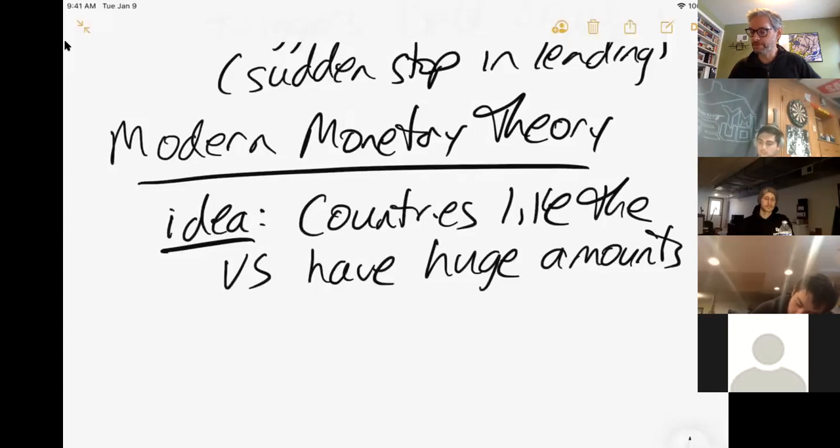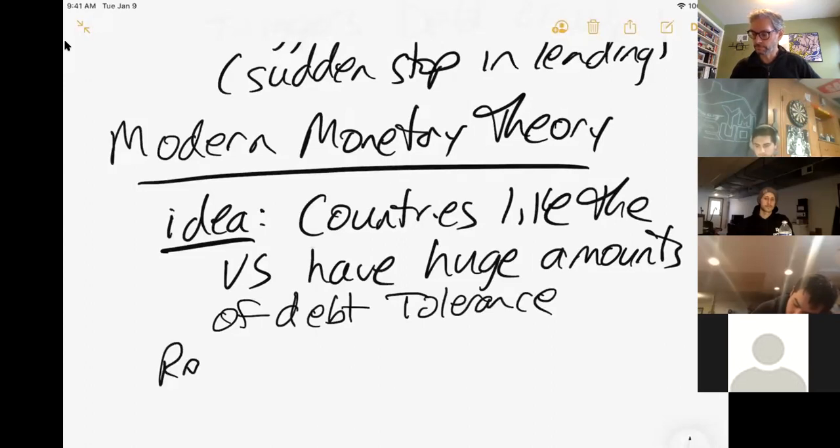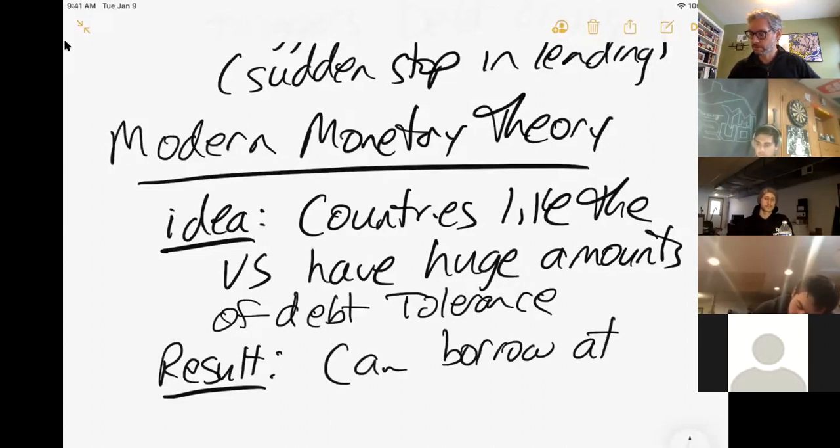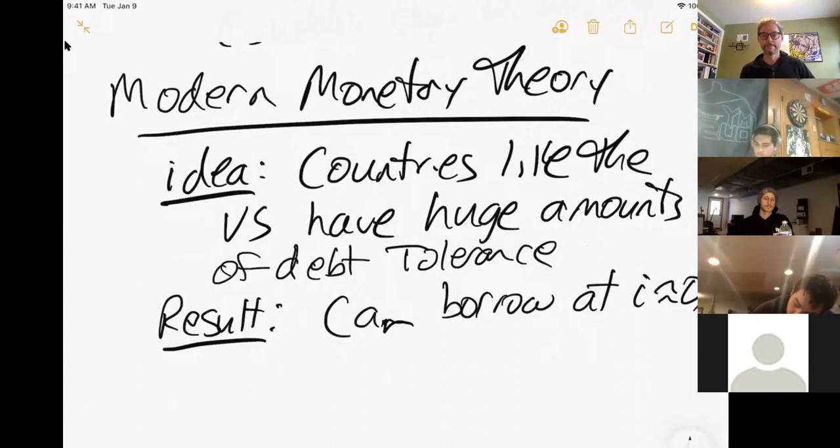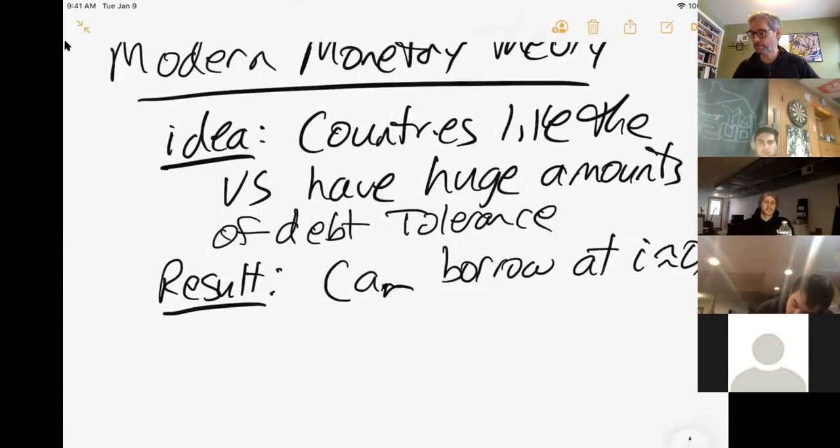The idea here is countries like the US have huge amounts of debt tolerance. As a result, we can essentially borrow, and if you look at what the market is saying, it's essentially saying that the US government can borrow at 0%. Because nominal interest rates are close to 0%, and real interest rates are less than zero, as we talked about in homework number 3. The US government here is essentially borrowing at negative real interest rates.